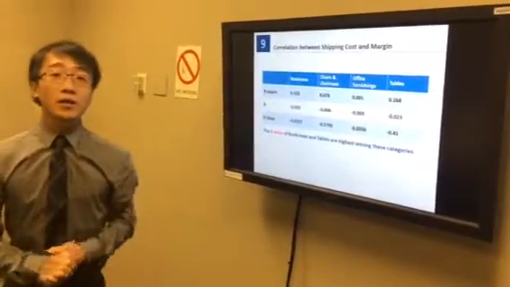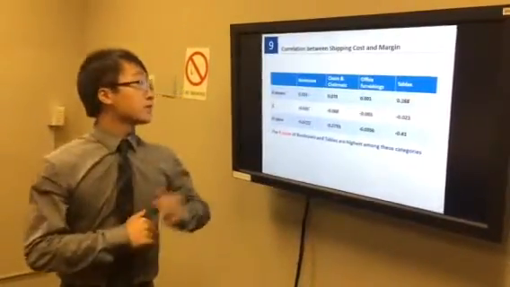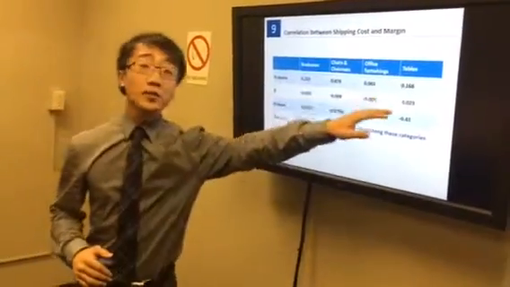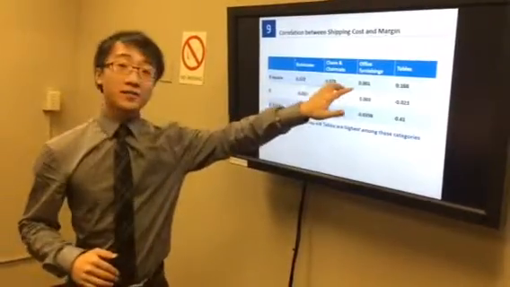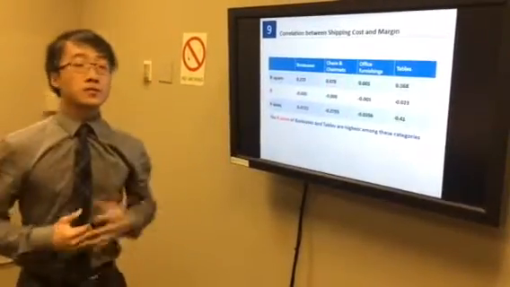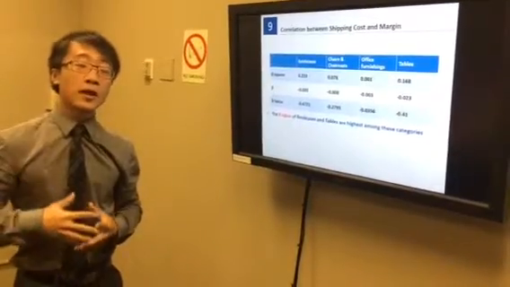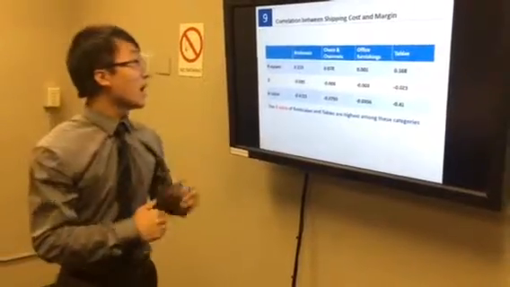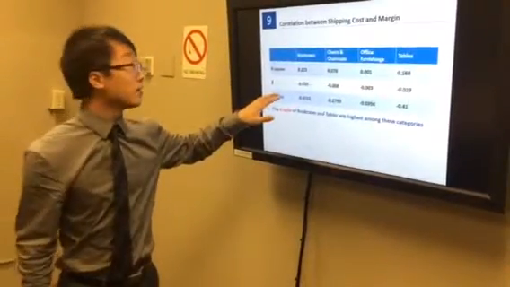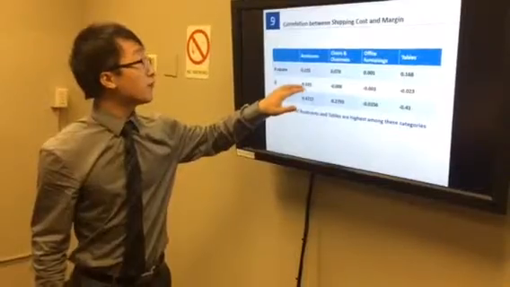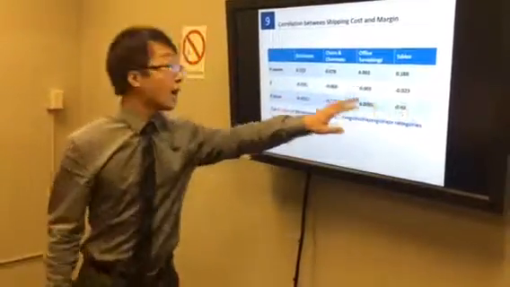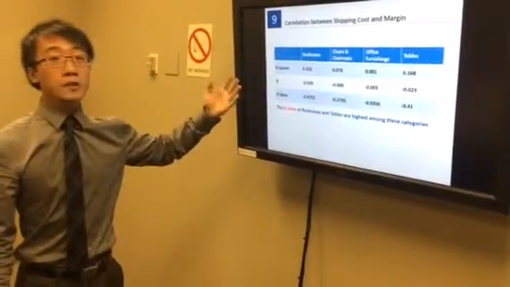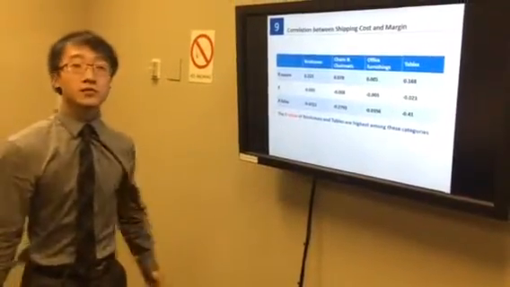To summarize, we came up with this table. As you can see here, the R square of bookcases and tables is much higher than other subcategories, which means shipping cost is doing something to our margin. And as you can see, the absolute beta value of bookcases and tables is also higher than other subcategories, so shipping cost plays a more important role in these two subcategories.